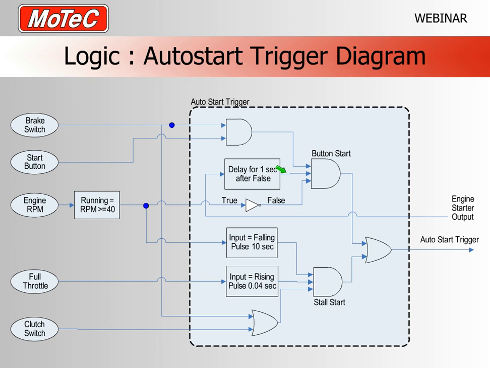In addition, our button must be pressed, and we must have at least 1 second since the engine was last cranked. So if all of these conditions are true, our button start AND gate will be true, and therefore we'll have a start trigger coming out of this output which goes into our driver. And then the stall start gate has a similar set of logic conditions.